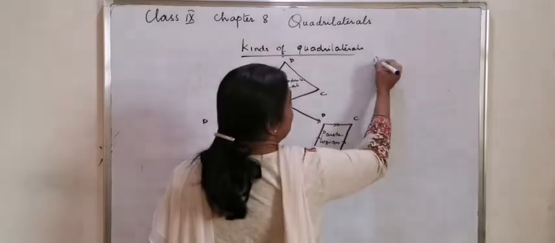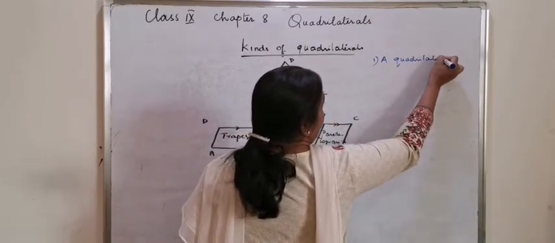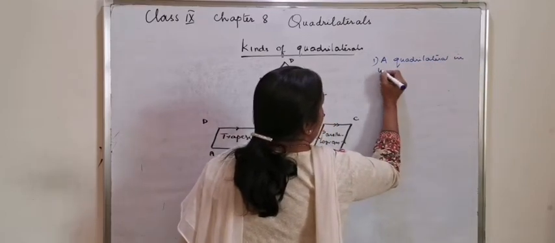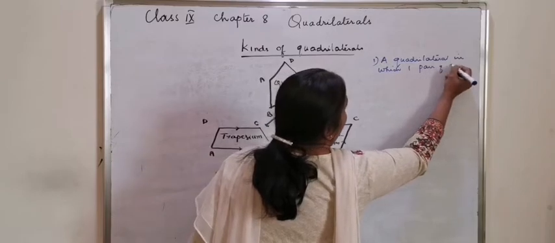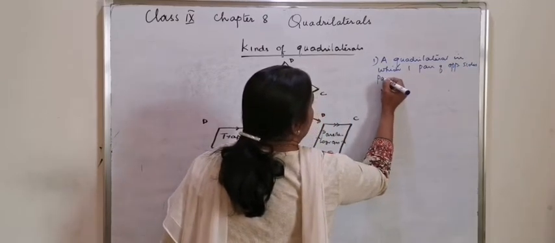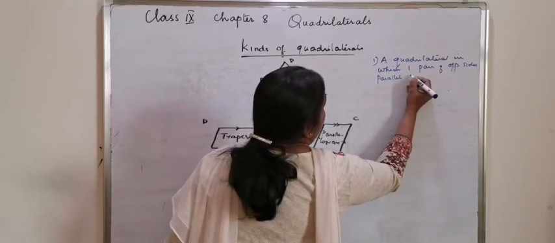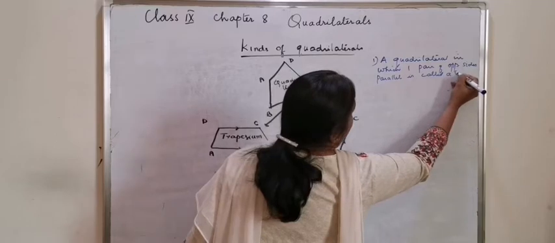So the first definition is a quadrilateral in which only one pair of opposite sides is parallel is called a trapezium.